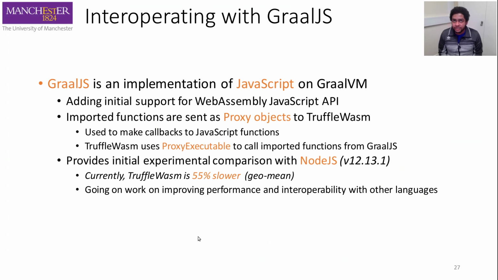We also implemented interoperating with GraalJS. GraalJS is an implementation of JavaScript on top of GraalVM. We did this by adding support for the WebAssembly JavaScript API, which provides JavaScript with built-in support to instantiate a WebAssembly module, provide it with the required imports, and then access its exports. We use a proxy executable to call the imported function and make a callback to JavaScript. This work is currently in the initial state for the interoperability part, and we compare with Node.js, where TruffleWasm is 55% slower compared to Node.js. We are working on improving the performance.